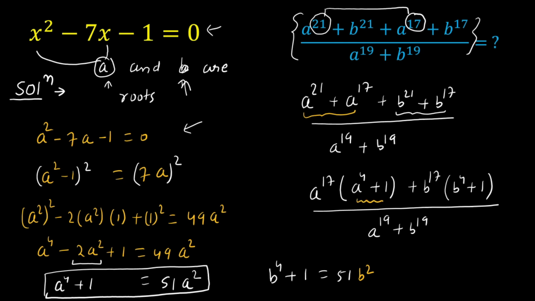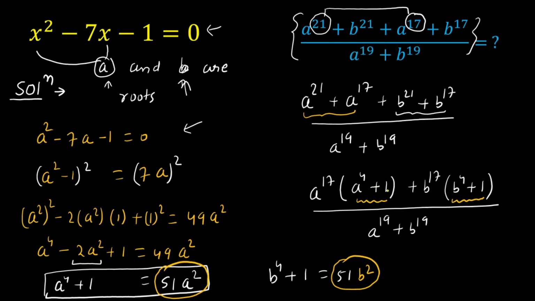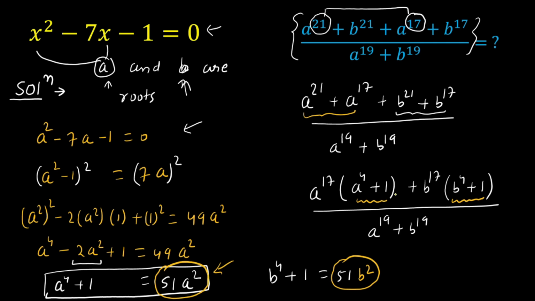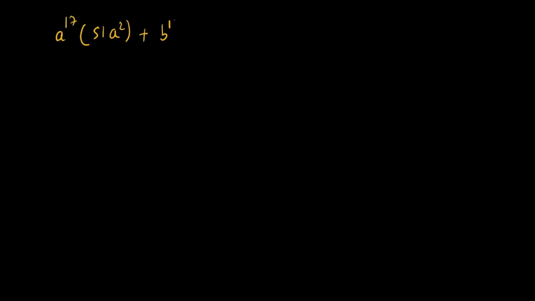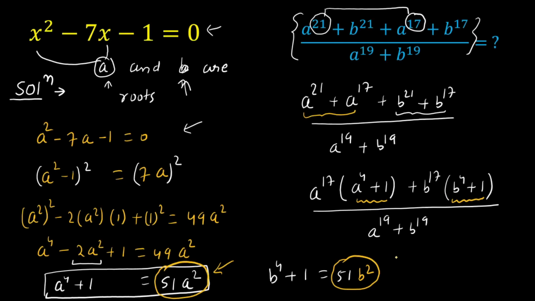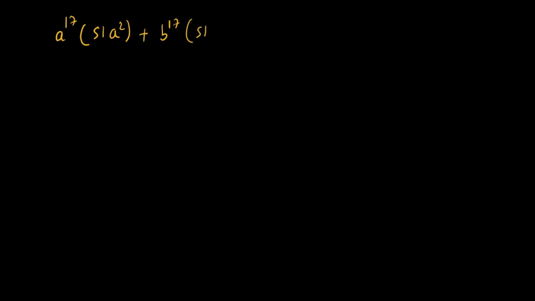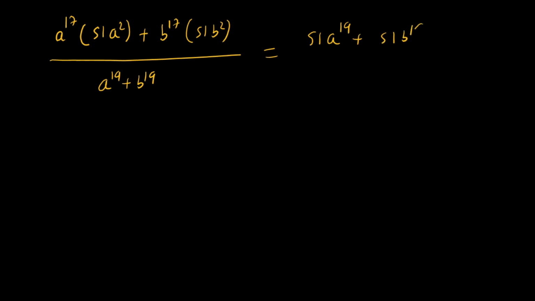Now a^4 + 1 is replaced by 51a^2, and b^4 + 1 is replaced by 51b^2. Then a^17 times (a^4 + 1) is replaced by 51a^2, plus b^17 times (b^4 + 1) replaced by 51b^2, divided by a^19 + b^19. If a^17 is multiplied by a^2, we get 51a^19 plus 51b^19, divided by a^19 + b^19.